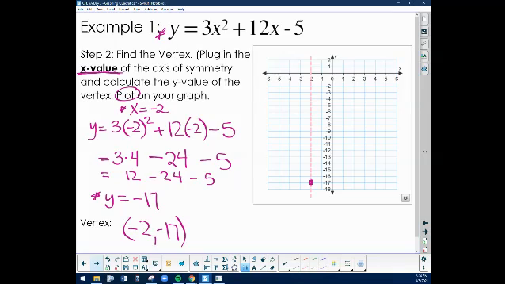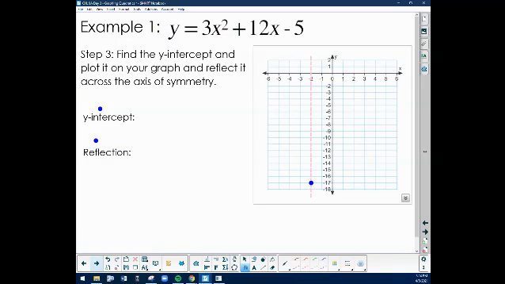I also know that it's going to be concave up because of my A value, but I need to be more precise. I can't just plot my vertex and then throw some points down. I have to pick specific points. So the next step, step 3, is to find the y-intercept and plot it on my graph.